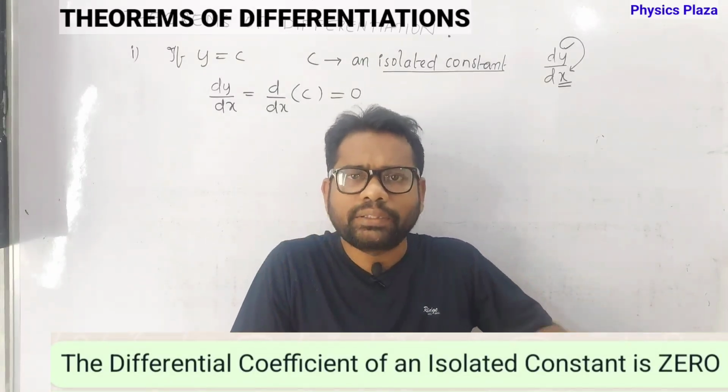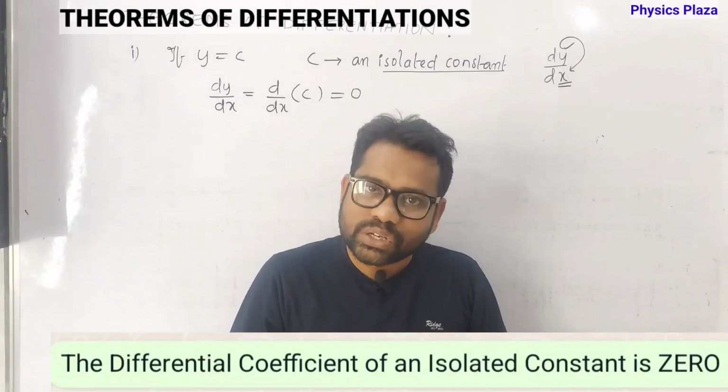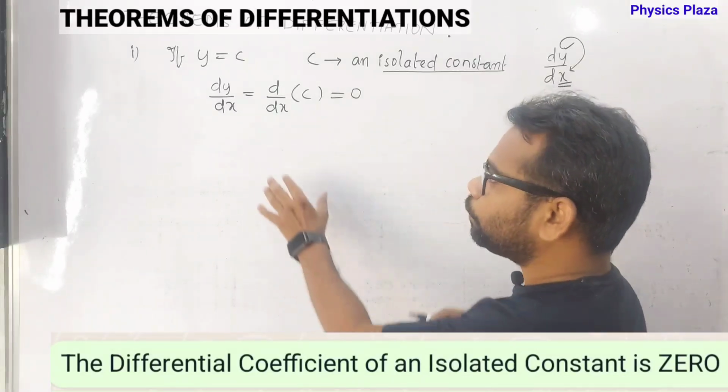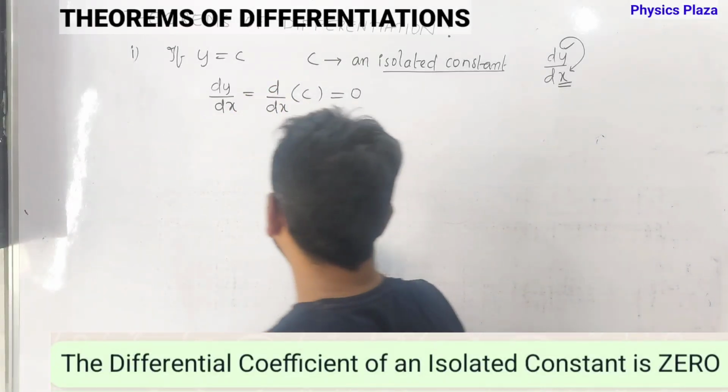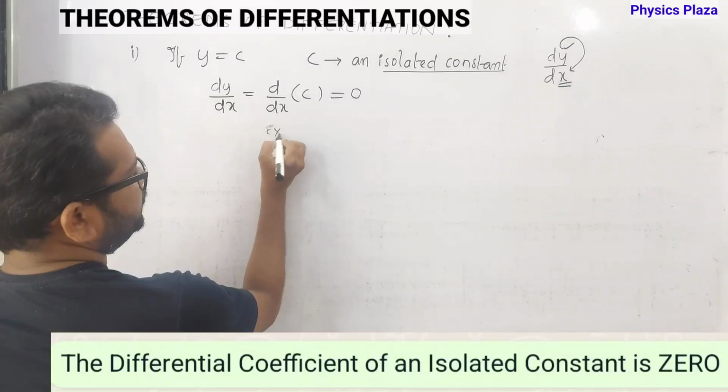So then what will be the rate? The rate of change will be 0. That is the reason why d by dx of an isolated constant is 0. Let us take one example so that it will be very clear to us.